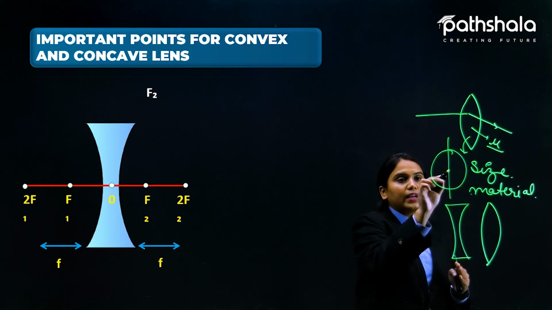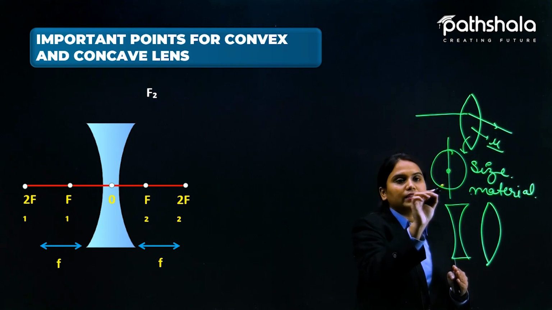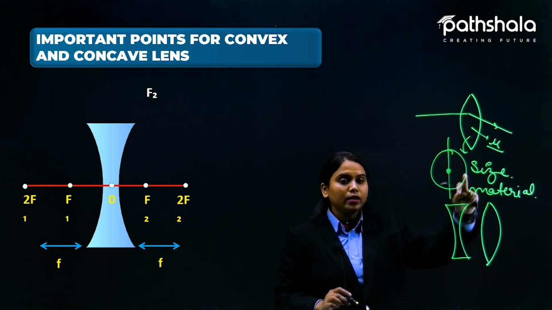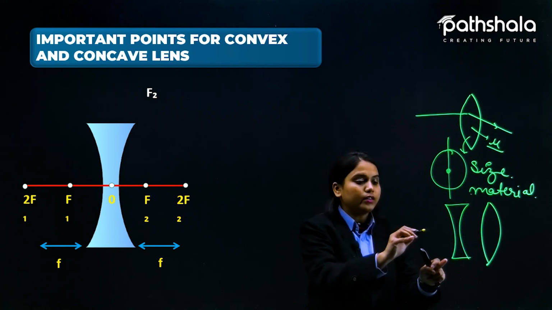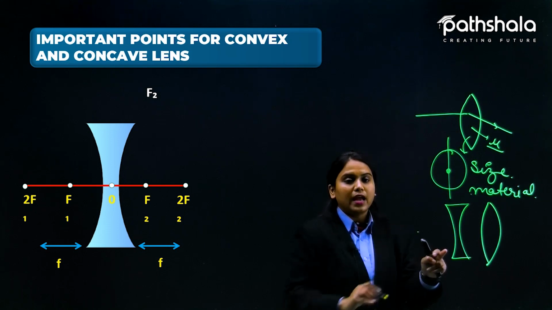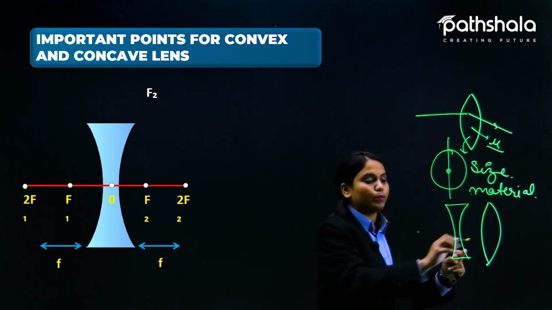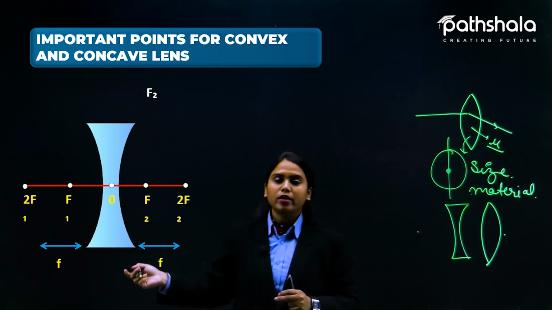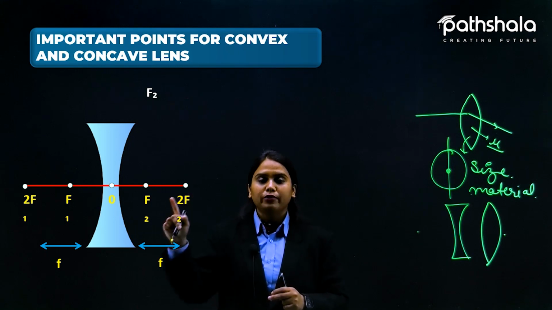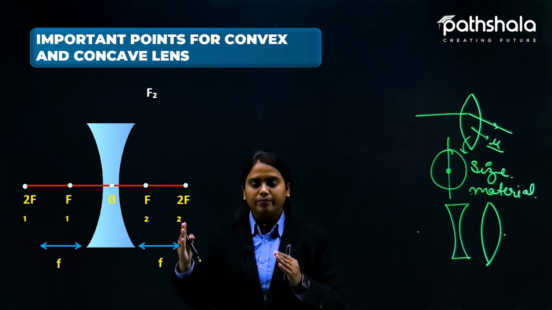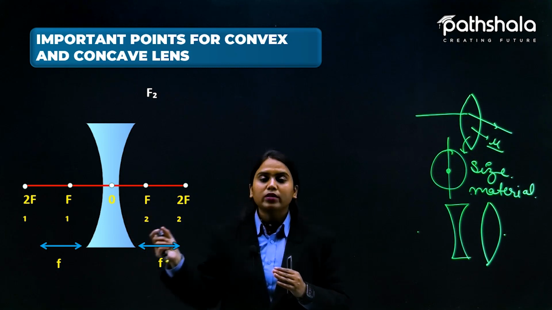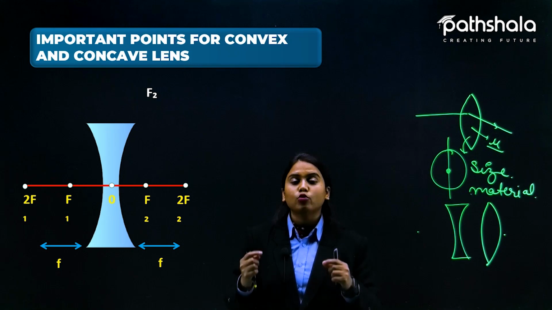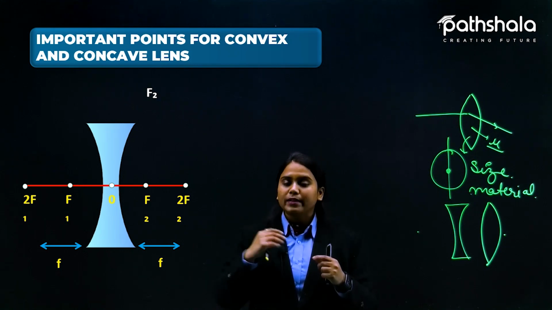You know that the center for this surface would be here and for this surface would be here. So the center for this one would be here and the center for this surface would be at this part. Accordingly, I have drawn a diagram for you. 2F is the center of curvature here. Now F is the focus point where the light is going to meet when it is parallel to the principal axis.